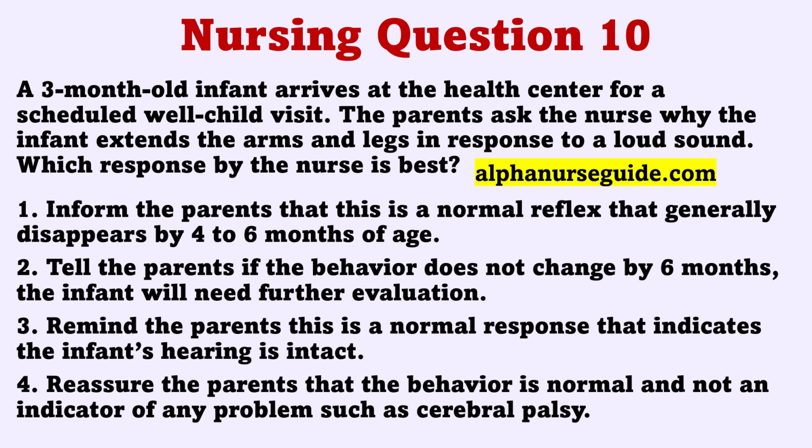The correct answer is 1. Inform the parents that this is a normal reflex that generally disappears by 4 to 6 months of age. The infant's behavior is consistent with the Moro and startle reflexes. The Moro reflex usually disappears by 6 months of age. The startle reflex usually disappears by 4 months of age.